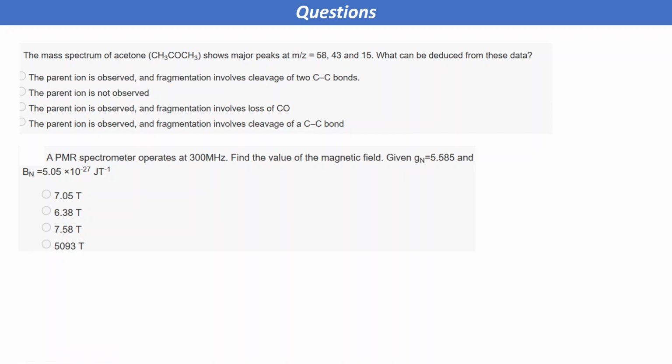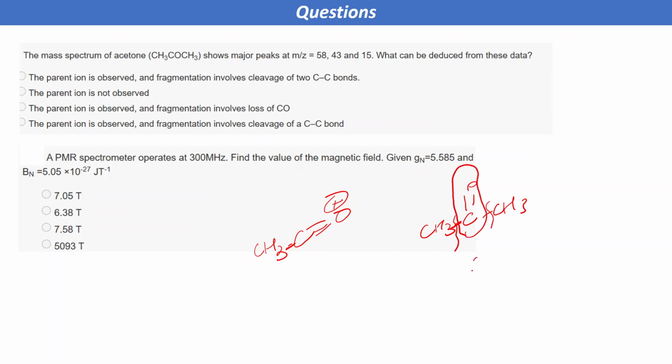Ma'am, in that previous question, there is no cleavage of two CC bonds, no? Only alpha cleavage will happen at one carbon, because the acylium cation will form. They are asking about cleavage of two CC bonds, like both the methyls are not cleaved, no? Only one methyl is cleaved, this one. If we cleave both, then CO will form.